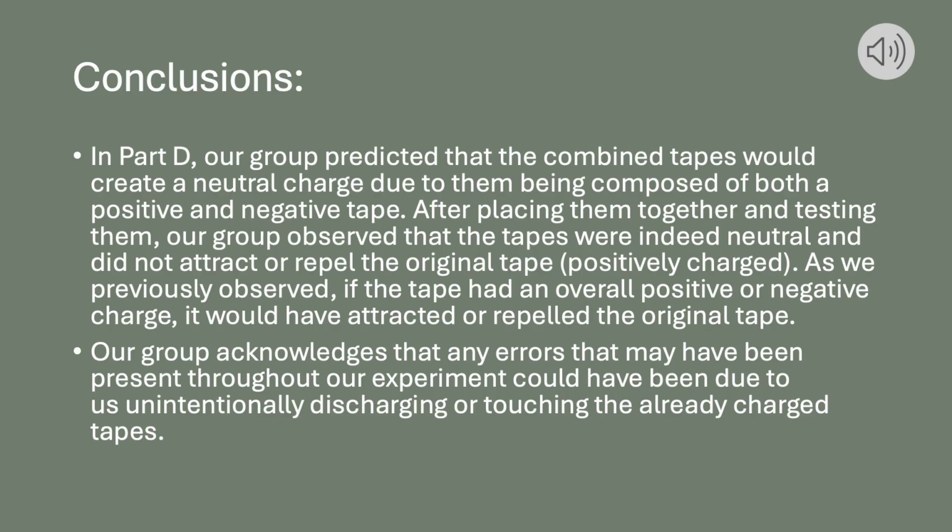Now for our third conclusion, in part D, our group predicted that the combined tapes would create a neutral charge due to them being composed of both a positive and a negative tape. After placing them together and testing them, our group observed that the tapes were indeed neutral and did not attract or repel the original tape, which was positively charged. As we previously observed, if the tape had an overall positive or negative charge, it would have attracted or repelled the original tape. Our group acknowledges that any errors that may have been presented throughout our experiment could have been due to us unintentionally discharging or touching the already charged tapes.